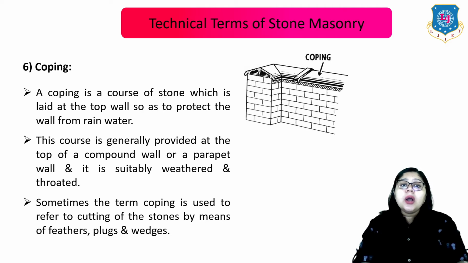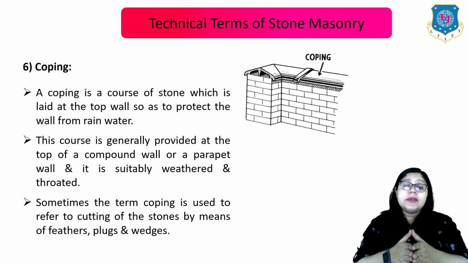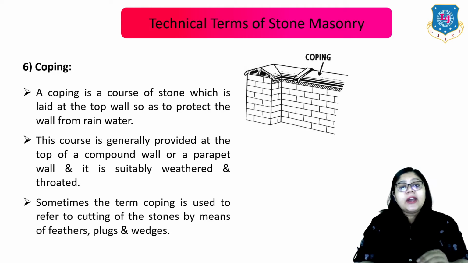Now the sixth one is the coping. A coping is a course of stone which is laid at the top of a wall so as to protect the wall from the rainwater. This course is generally provided at the top of a compound wall or a parapet wall, and it is suitably weathered and throated. Sometimes the term coping is used to refer to the cutting of the stones by means of feathers, plugs and wedges. Here you can see a clear image of the coping, which is the topmost layer of the wall for rainwater protection.